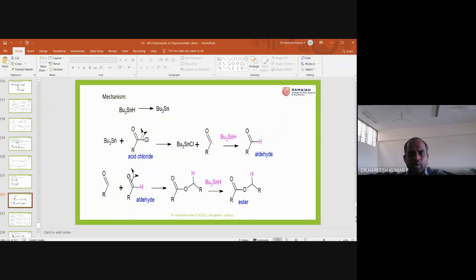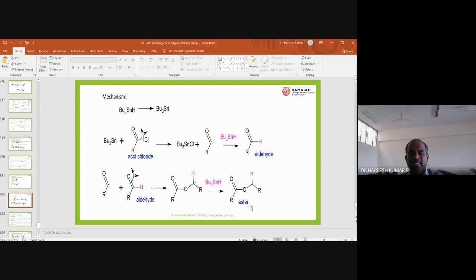Okay. So if there is a bond formation between this oxygen and this carbonyl carbon, there will be a formation of what is called an ester. But there is a radical here. So this radical again reacts with the hydrogen radical from a tributyl tin hydride. So that is how an ester is obtained. This is about the mechanism of how the tributyl tin hydride converts an acid chloride to aldehyde as well as ester. So next we will take some examples.